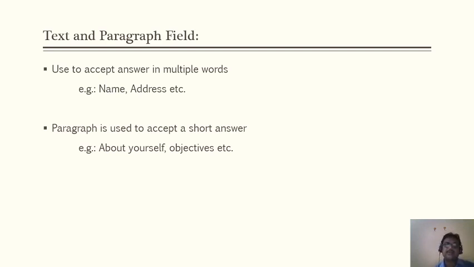We have another kind of field, that is the paragraph field, and this paragraph field accepts a short answer. For example, we may ask the question: describe yourself, or your objectives, or your hobbies, or say something about some situation, etc. If you need an answer that requires writing at least 2 or 3 lines, we may use the paragraph field here. The paragraph field helps us take a short answer from the user.